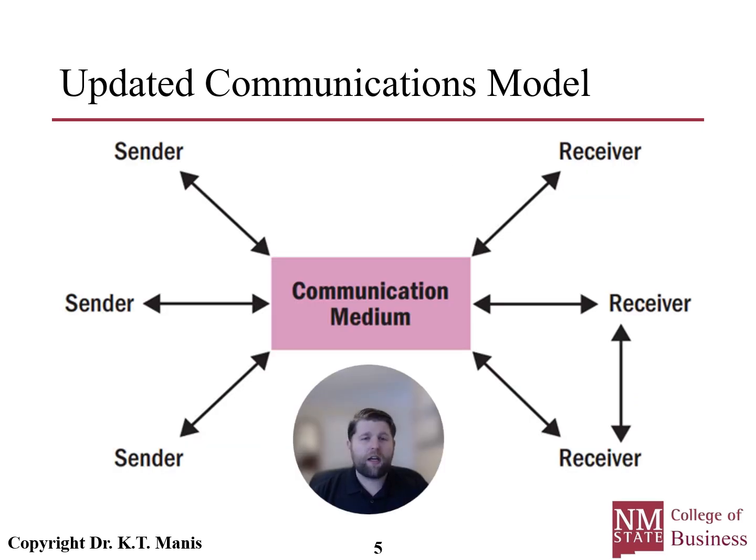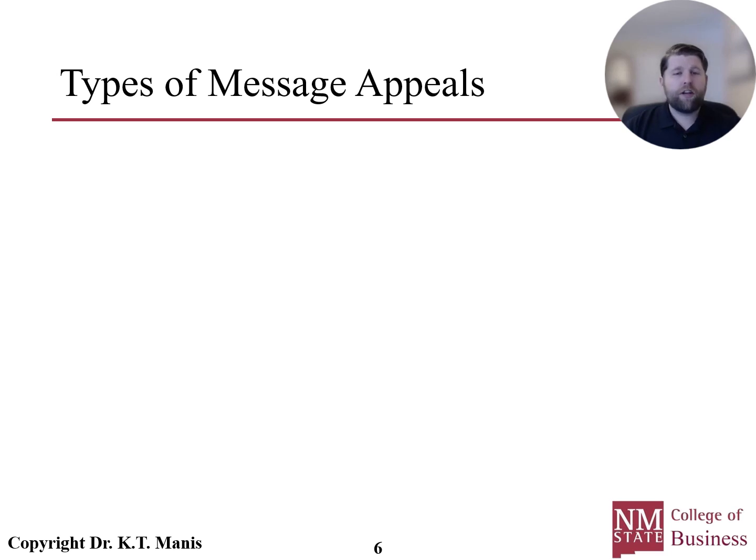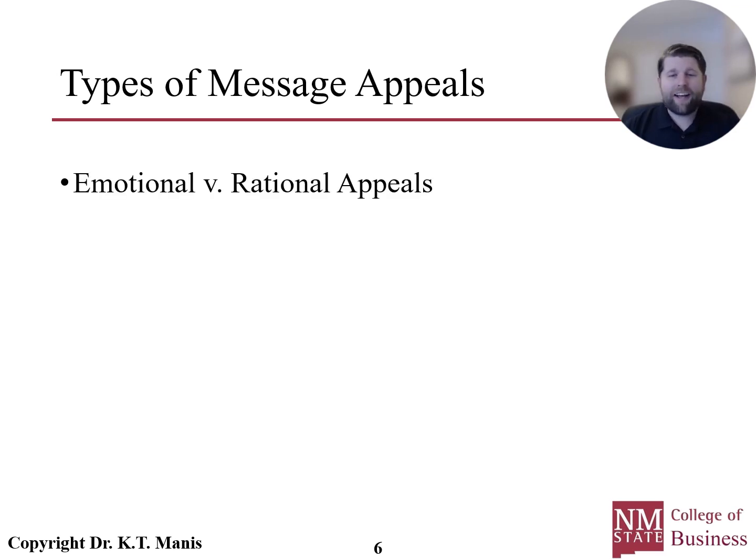An updated communication model includes multiple senders influencing multiple receivers through their communication medium and receivers communicating with one another. Marketers use different types of message appeals to persuade consumers. One is emotional versus rational appeals, which ask the question, which is better, to appeal to the head or the heart? The answer often depends on the nature of the product and the type of relationship consumers have with it.